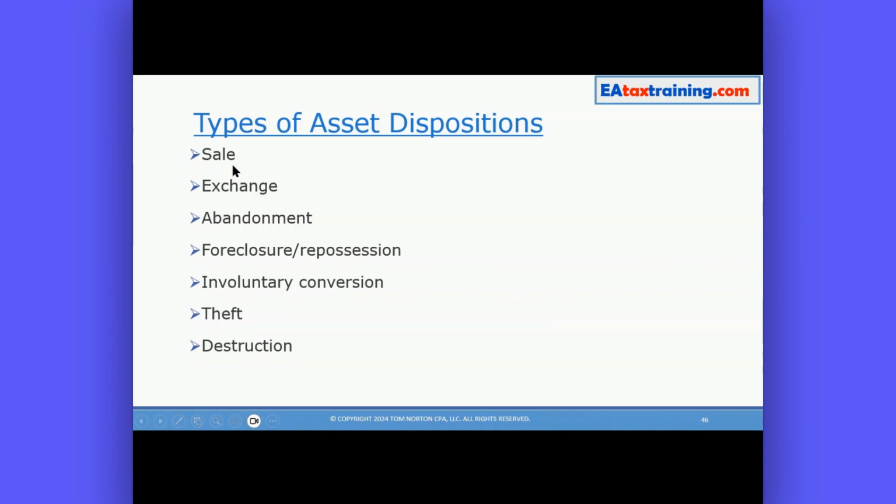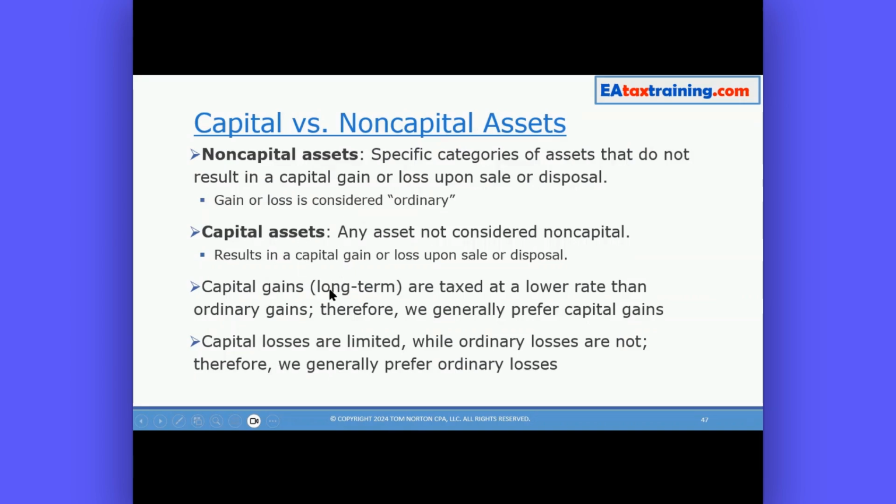We're going to talk mostly about sales, a little bit about exchanges, and then we can rely on the other video from part 1 to handle the rest of these. The same general concepts will apply. And in part 2 of the exam, we're mostly going to be dealing with sales of property, not these other items. Capital versus non-capital assets.